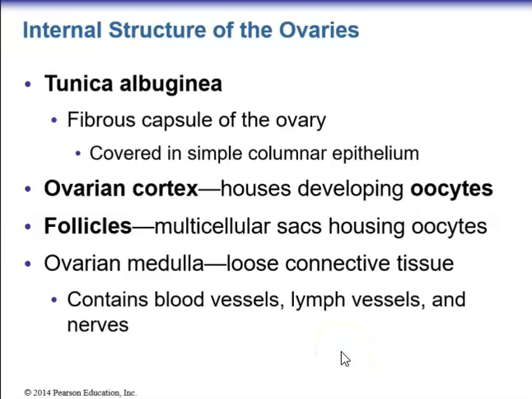Like the testes, the ovaries do have a fibrous capsule called the tunica albuginea. This is the fibrous capsule of the ovary, and it's covered in a simple columnar epithelium. The cortex of the ovaries, cortex meaning having different layers, is the outer layer, with the inner part being the medulla. It's the ovarian cortex, that outer layer, that houses the developing oocytes. Follicles are multicellular sacs that house the oocytes. And within that inner layer is the ovarian medulla that contains loose connective tissue. So within the ovarian medulla, we have blood vessels, lymph vessels, and nerves.